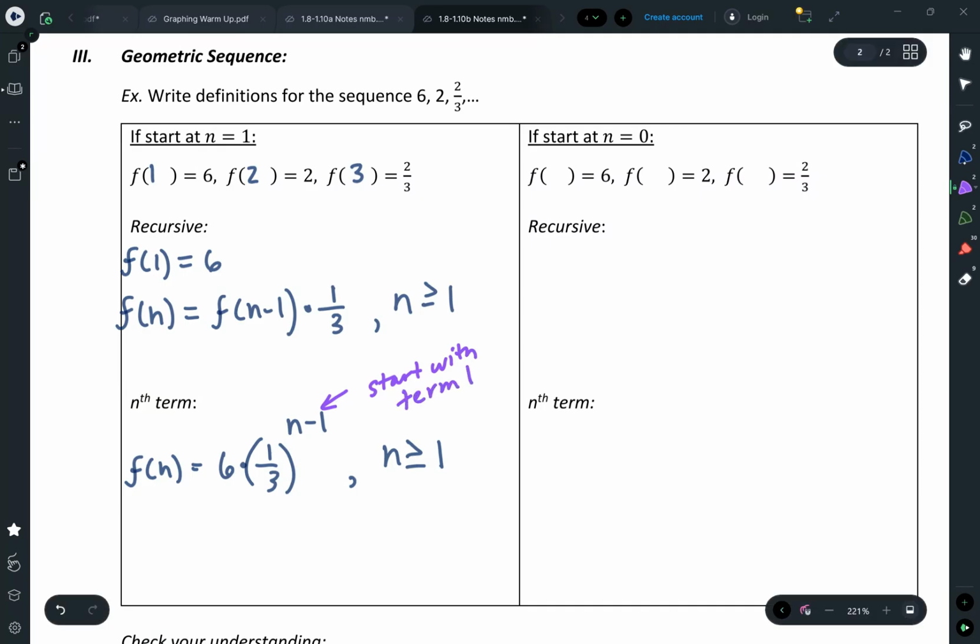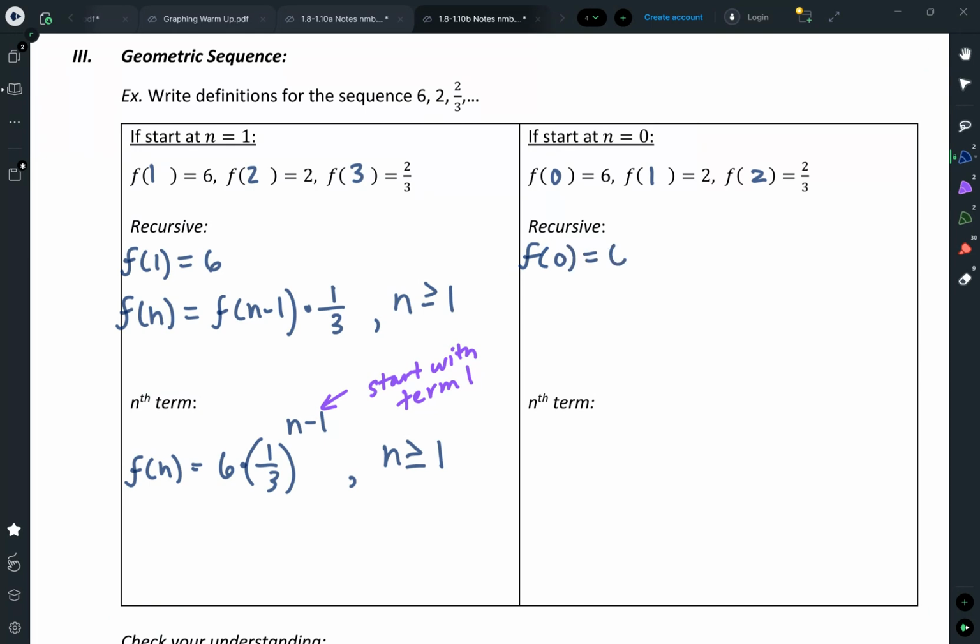So when we look at starting at term 0 or step 0 instead, we have 0, 1, 2. When I start with my recursive, I need to first give f of 0 instead of f of 1. And then this next part's kind of the same. F of n is going to be the previous one, f of n minus 1 times 1/3. But now I'm looking for n greater than or equal to 1, because I have 0 defined, but this needs to be for 1. You know what? This needs to be for 2 over here, doesn't it? Because I already have 1, so this is going to be for 2 and up.